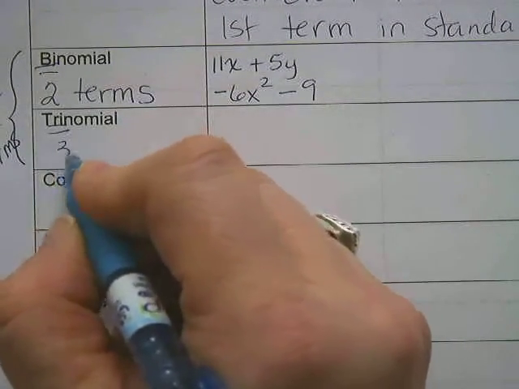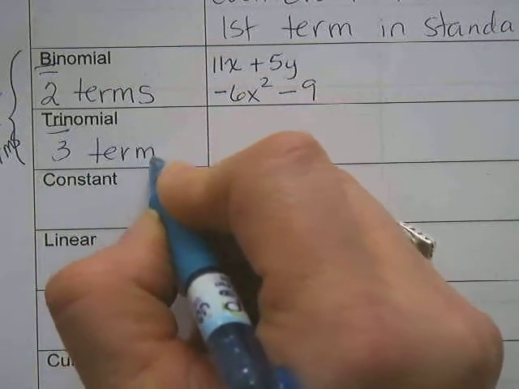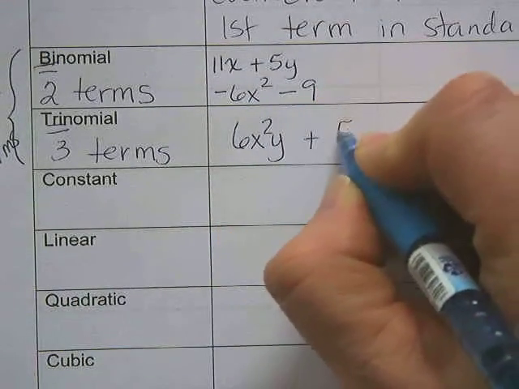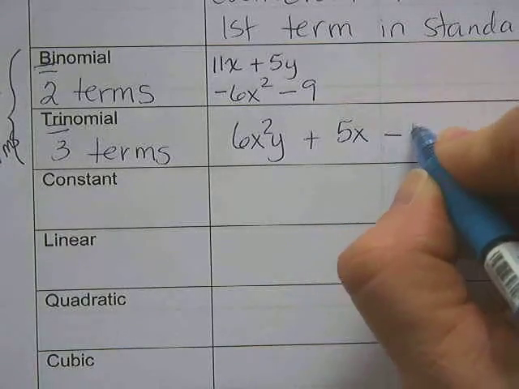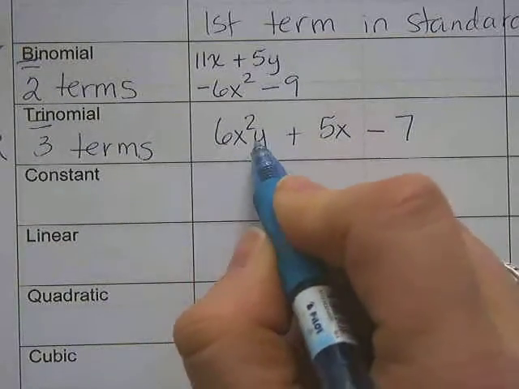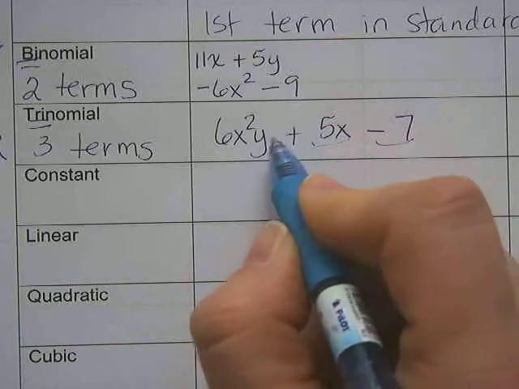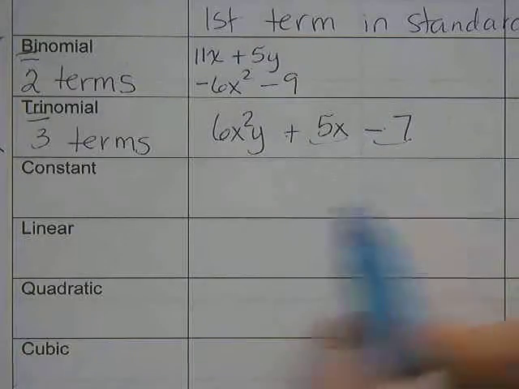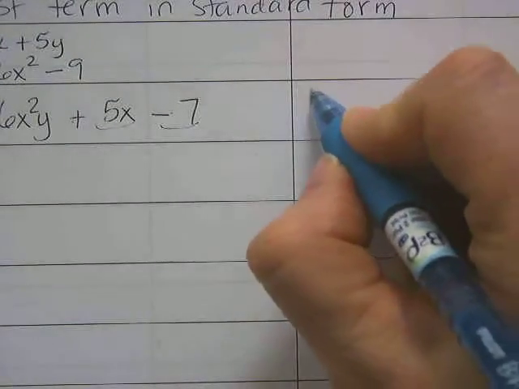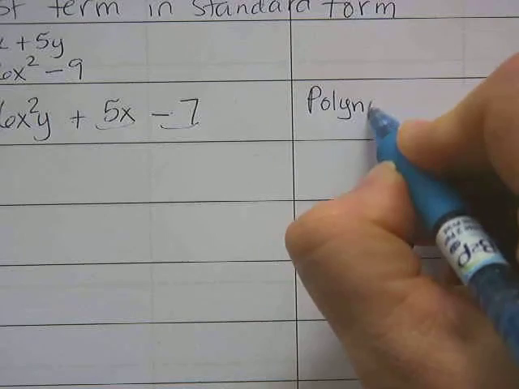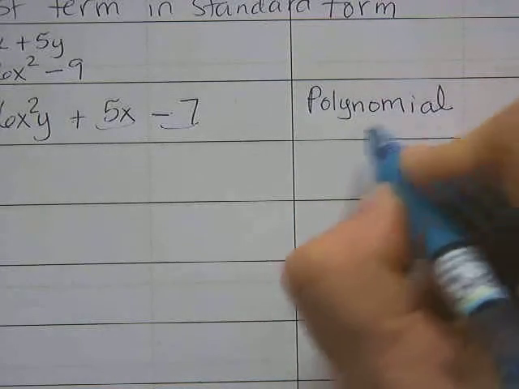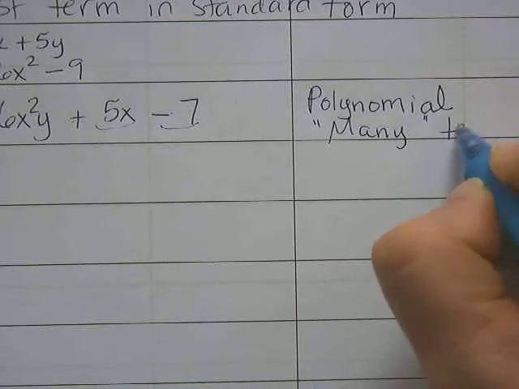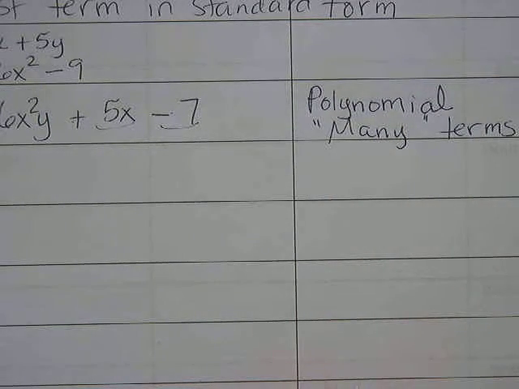Okay, trinomial means 3. That's where we have 3 terms. So 6x squared y plus 5x minus 7. There's our 3 terms. So terms again are separated by addition or subtraction signs. Anything over 3 we just call a polynomial. So there is no special name for something that has 4 terms. Anything that is over 3 we just say poly, which means many terms.